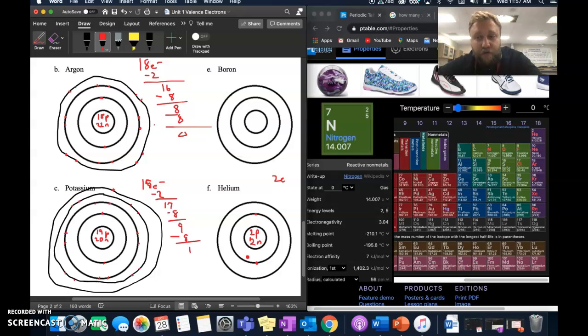Hopefully this was helpful for those that are struggling with it, especially drawing out these Bohr models.